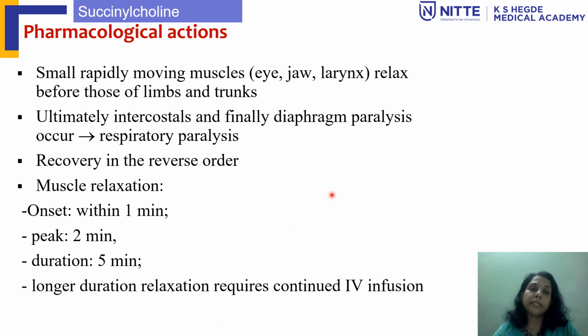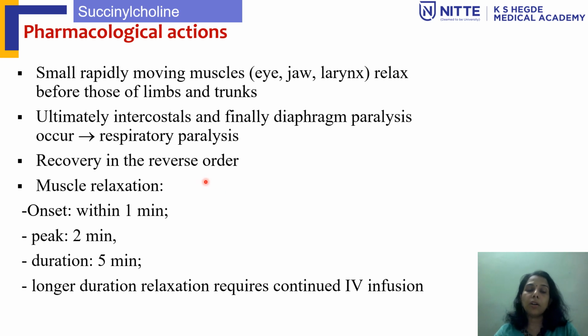About the pharmacological actions, mainly the small rapidly moving muscles, as I told with the non-depolarizing blockers, are relaxed first before those of the limbs and trunk, and ultimately the intercostal muscles, and finally the diaphragm paralysis, which can lead to respiratory paralysis. Recovery occurs in the reverse order, the same as with both competitive and non-competitive blockers.